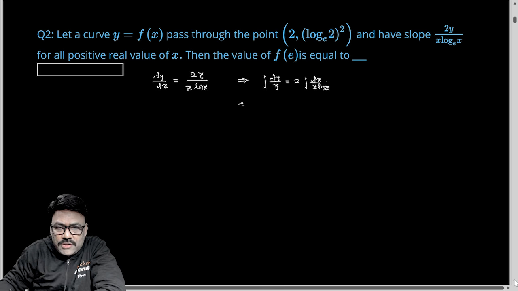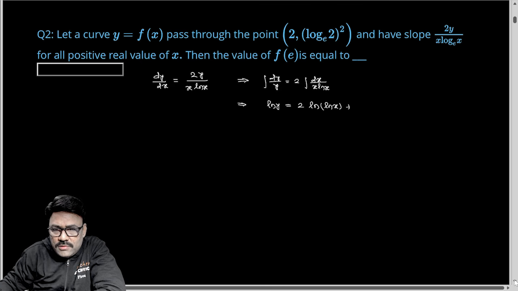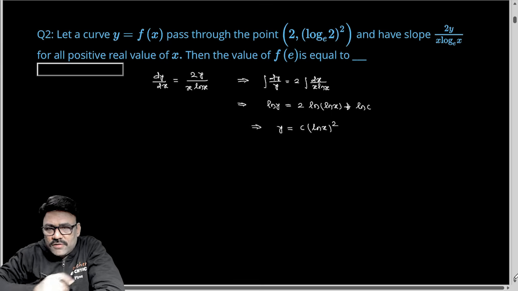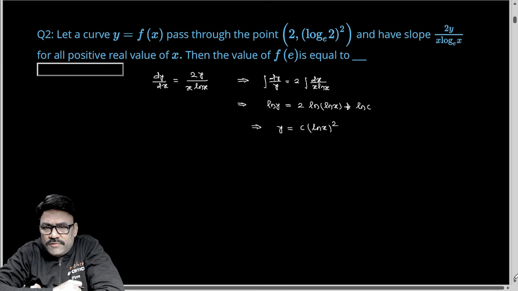So on the left side you are getting log y. On the right side you will get 2 log x plus, since every term is in terms of log, let's write log c here. So ultimately y comes out to be c. In fact, this 2 log x is log x whole square. So y will be basically c times log x whole square. This is the curve. y is equal to c times log x whole square.